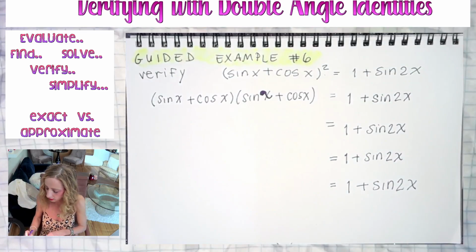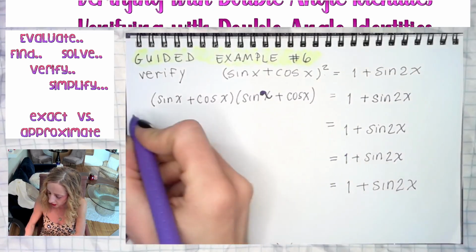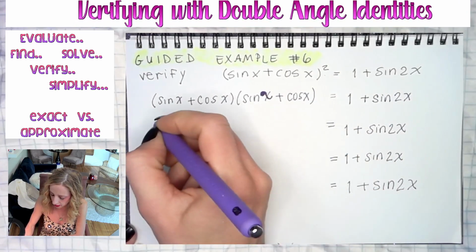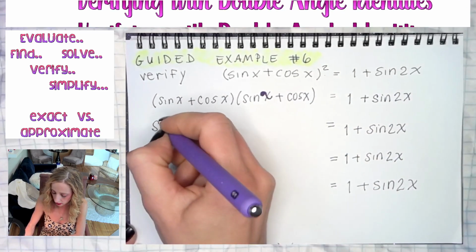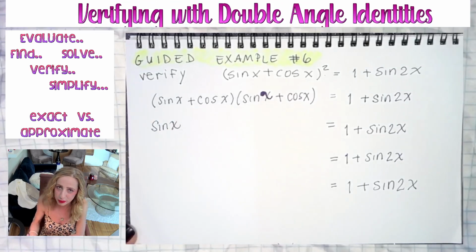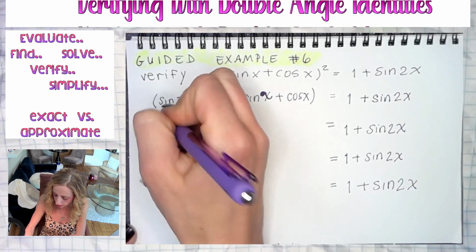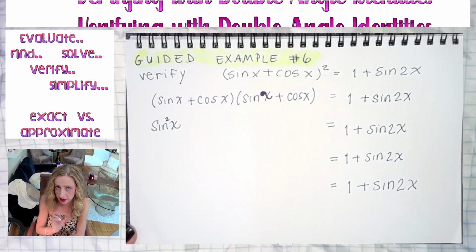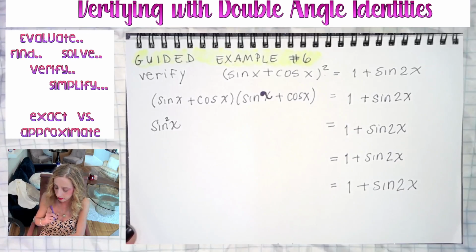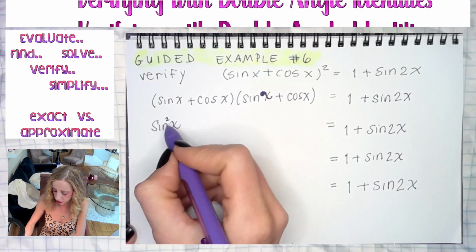All right, anyhow, blabbing is over. FOIL: first, outer, inner, last. First times first, sine times sine. That is sine x. You could put it in parentheses squared, but nobody writes that. We put the square right there. The way you say this is sine squared x. Got it? All right. Then that's first times first.